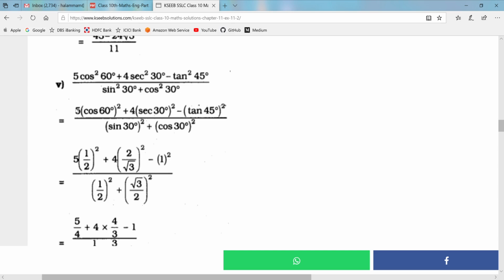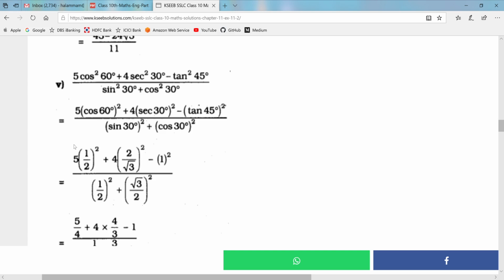In this, take the 5 outside, and cos² 60 degree we can write as (cos 60 degree) whole square, plus 4 sec² 30 degree, that is 4 times (sec 30 degree) whole square, minus (tan 45 degree) whole square, and in the denominator (sin 30 degree) whole square and (cos 30 degree) whole square. The squares we have taken up.